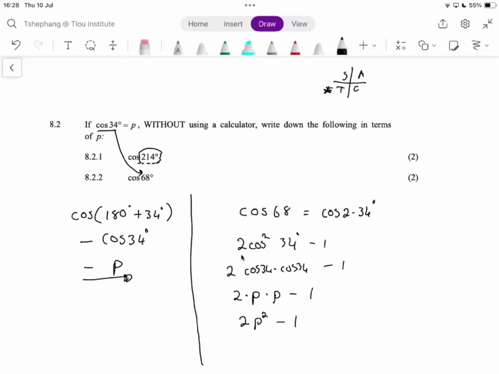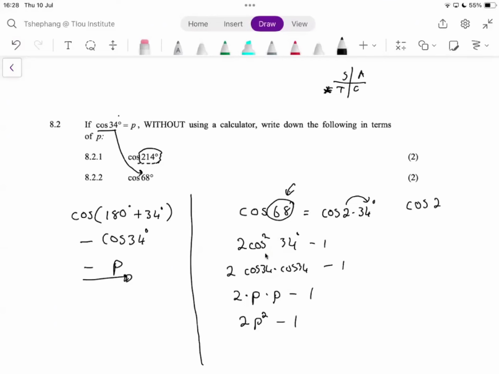Okay. So all I did is I established the relationship between 68 and 34. I know that 34 goes into 68 twice. That is why I say 2 times 34. Remember that 2 times 34 takes you back to what? To 68.